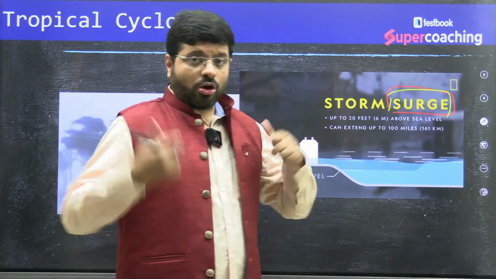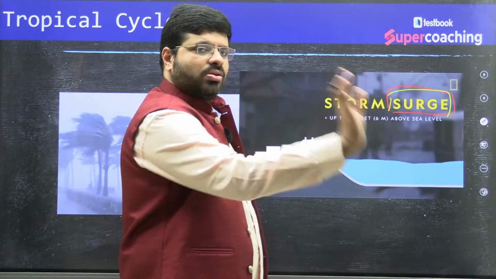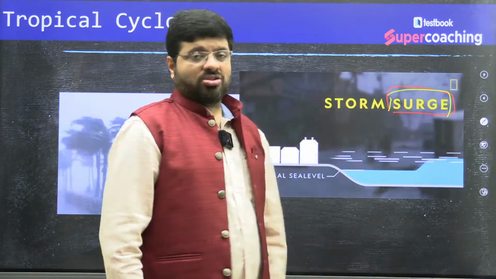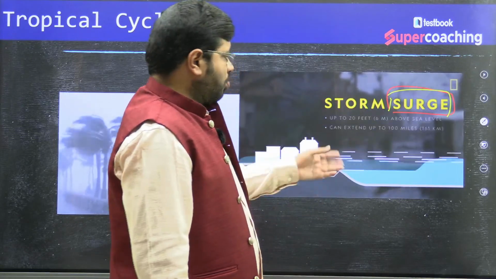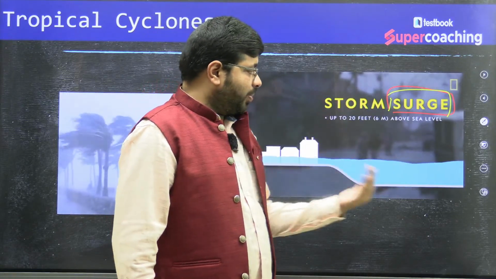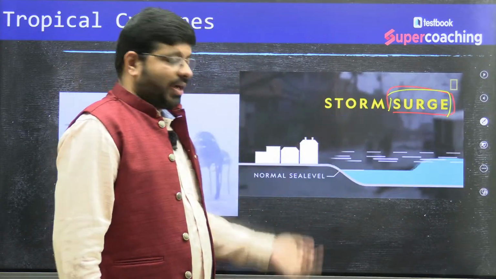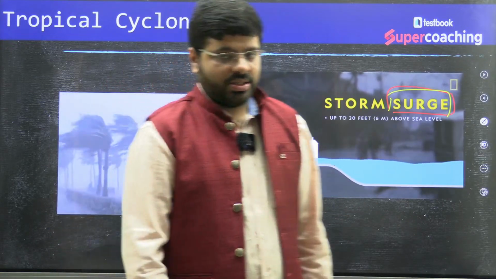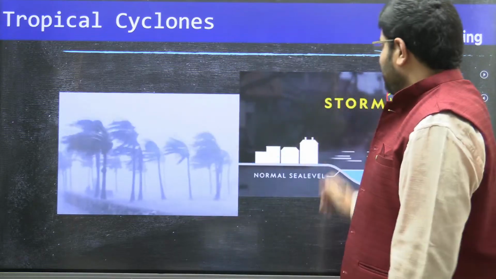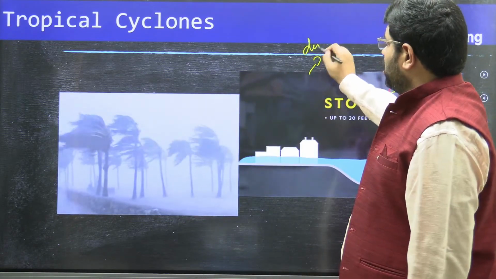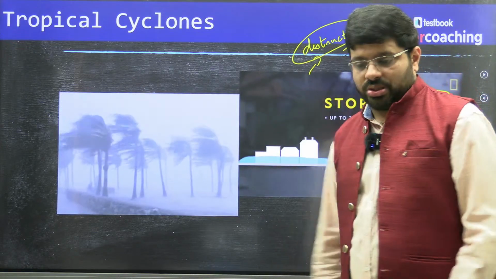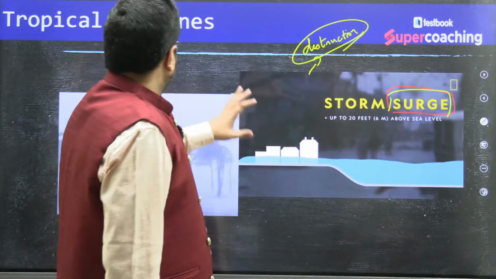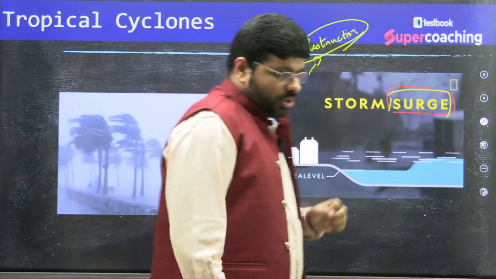The storm is pushing the water towards a coastal land. That is what is called storm surge, and this is also very, very dangerous. Sometimes storm surges can extend 20 feet and bring a decent amount of water into the land, which is very, very dangerous. It could be so dangerous that it can cause severe destruction. Right? So this is about the tropical cyclone and the storm surge.